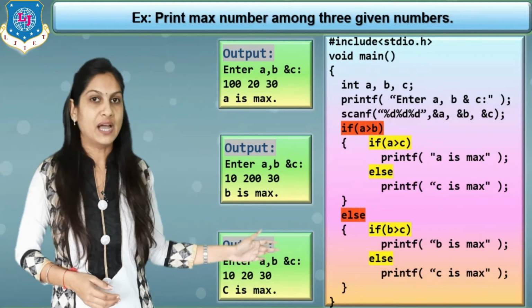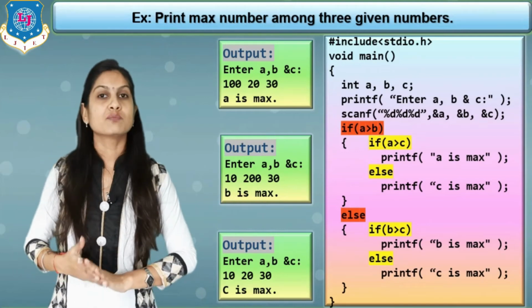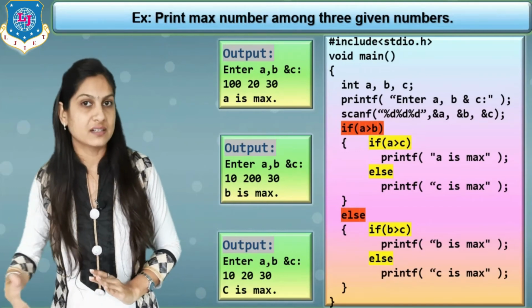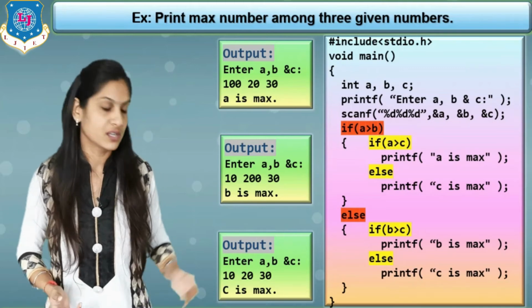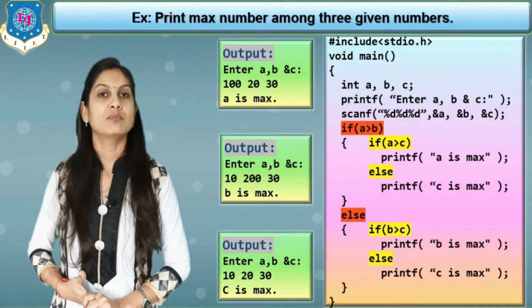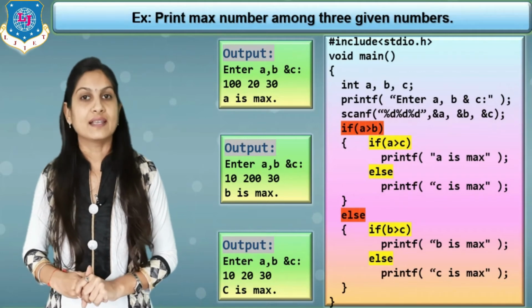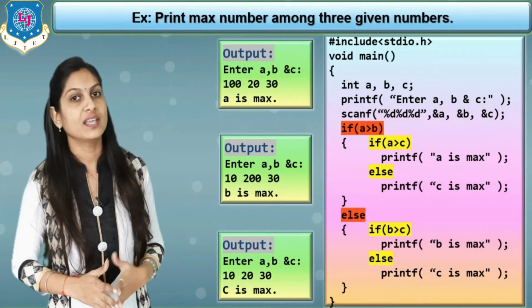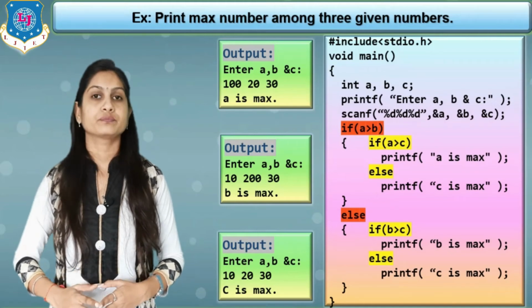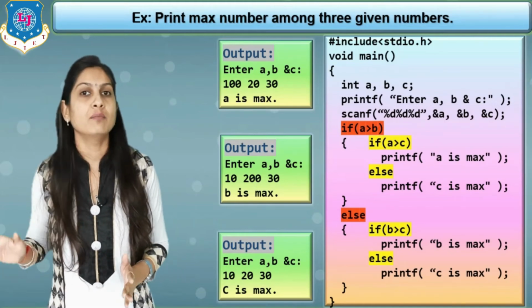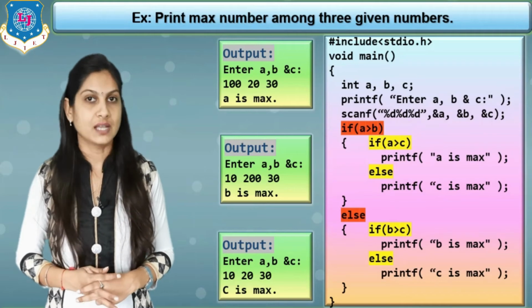Again move to the else part. In the else the condition is B greater than C, that is 20 is greater than 30. Again it is false, so directly move to the last statement, that is C is max. So this type of example we can solve using this theory. In practical we will see more about this concept.